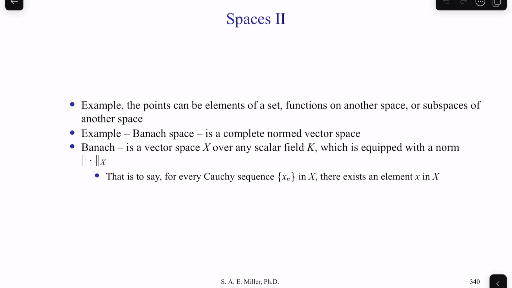A Banach space, for example, is a vector space X over a scalar field K, equipped with a norm, written as double bar x double bar. So for a Cauchy sequence x_n in X, there might exist an element x in X.